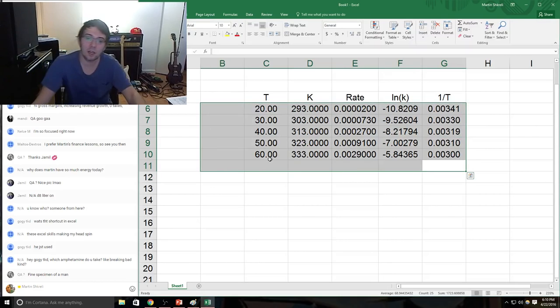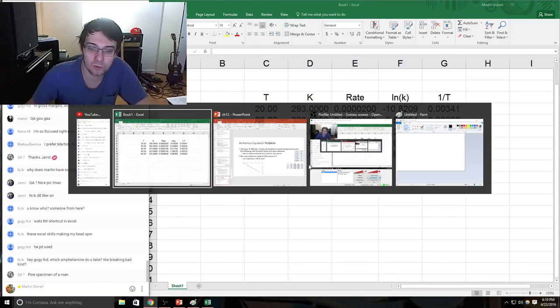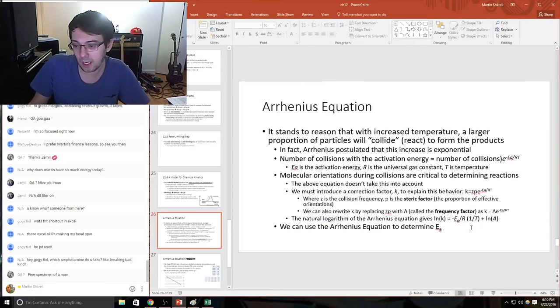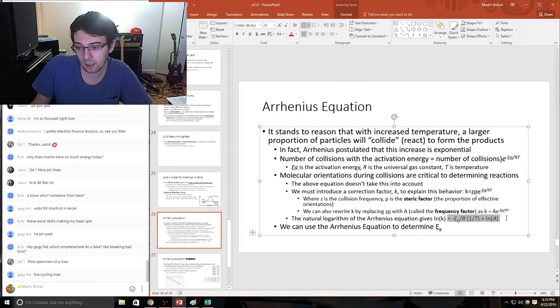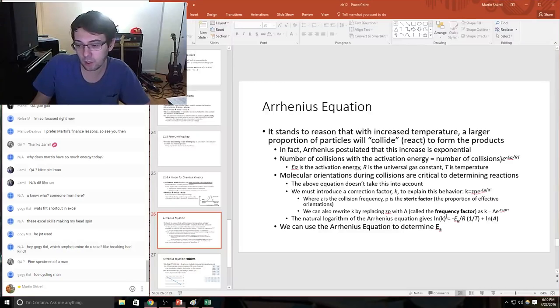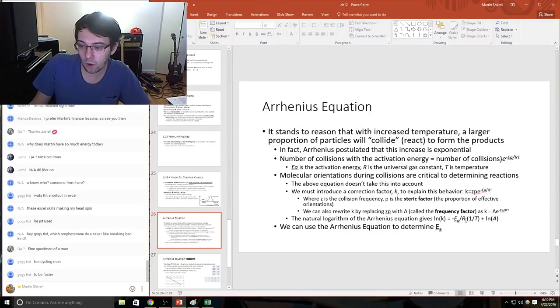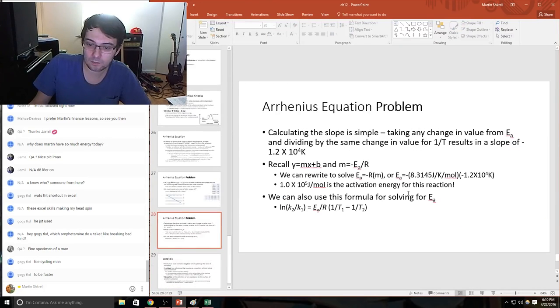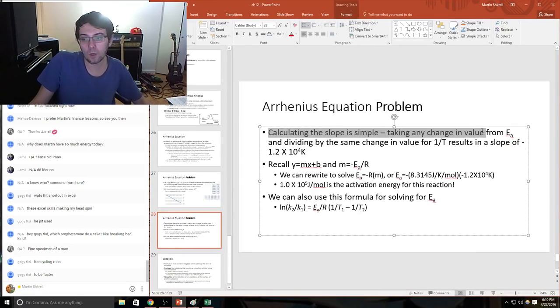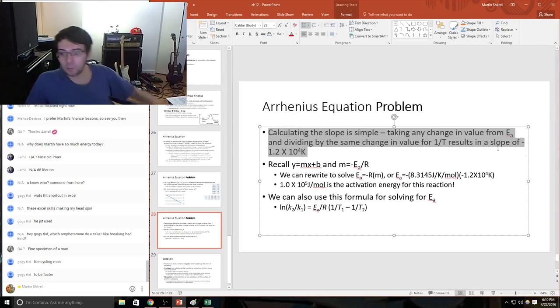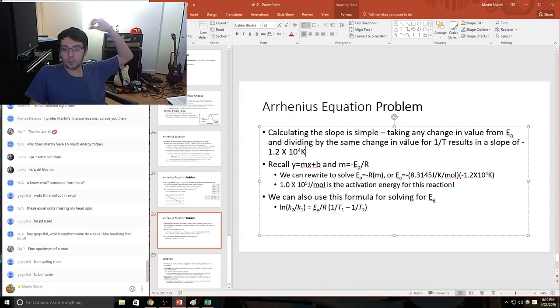So now that I've got all that, I can actually do this equation. This equation is pretty complicated, but I'm trying to solve for EA. Here's EA. I have the log transform value of k, I've got R, I've got T. So let's see if I can do this. Well, taking the slope is simple.